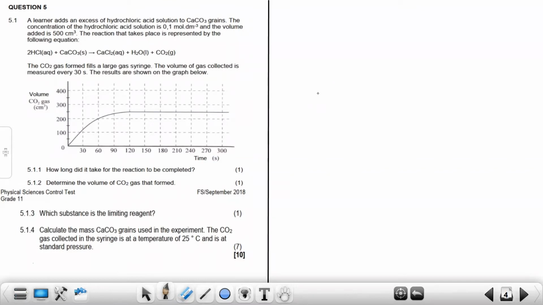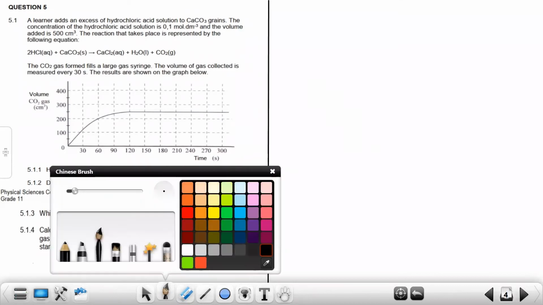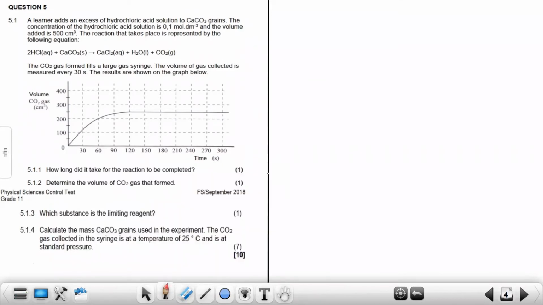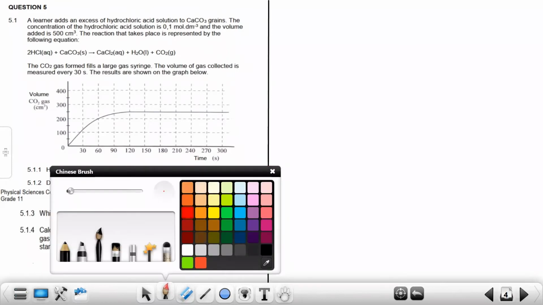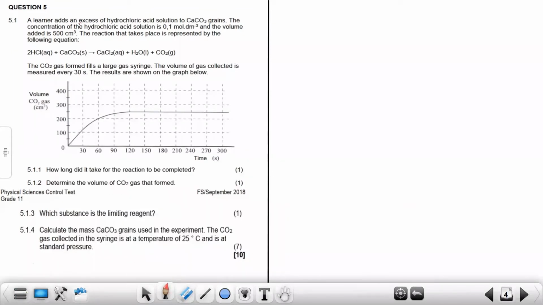It says here, a learner adds excess hydrochloric acid to calcium carbonate grains. So we know that hydrochloric acid is already in excess. The concentration of hydrochloric acid is 0.1 mole per decimeter cubed, and the volume added is 500 centimeter cubed. The reaction takes place as represented by the following reaction.